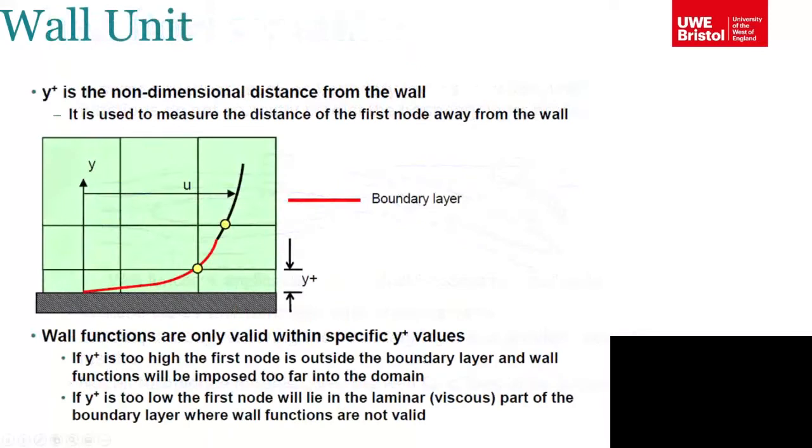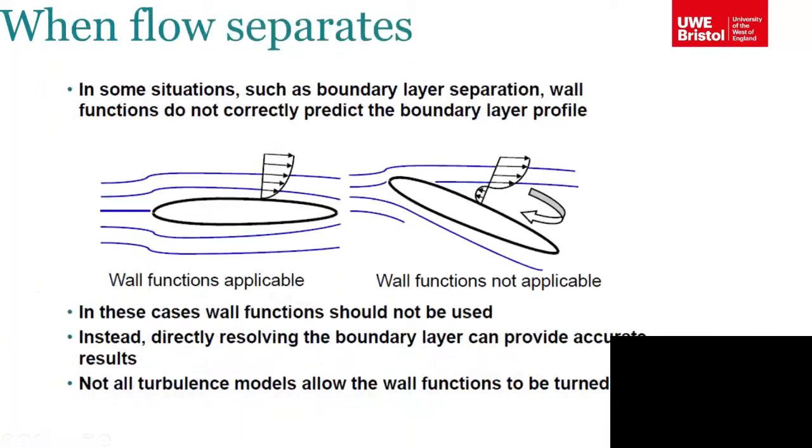So wall functions are not valid in the laminar region. When flow separates, this is what will happen. Wall functions are applicable if the wall flow doesn't separate, but if the flow separates, wall functions do not apply. You can't. So if you are looking at flow separation, you shouldn't use wall functions.